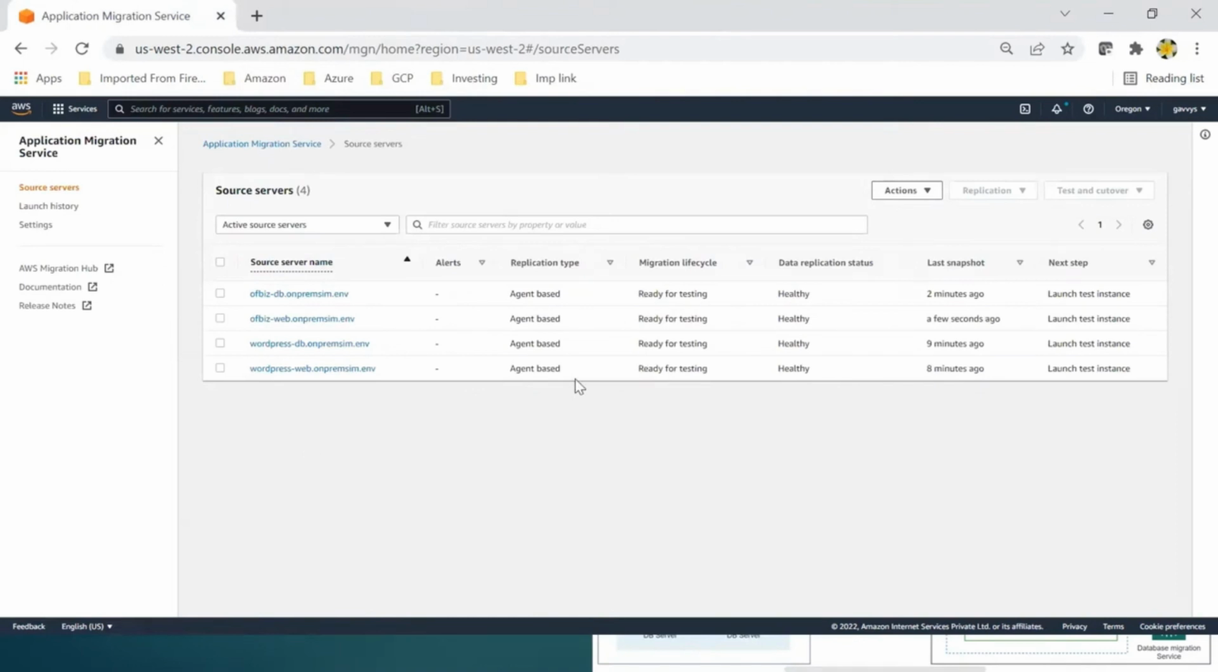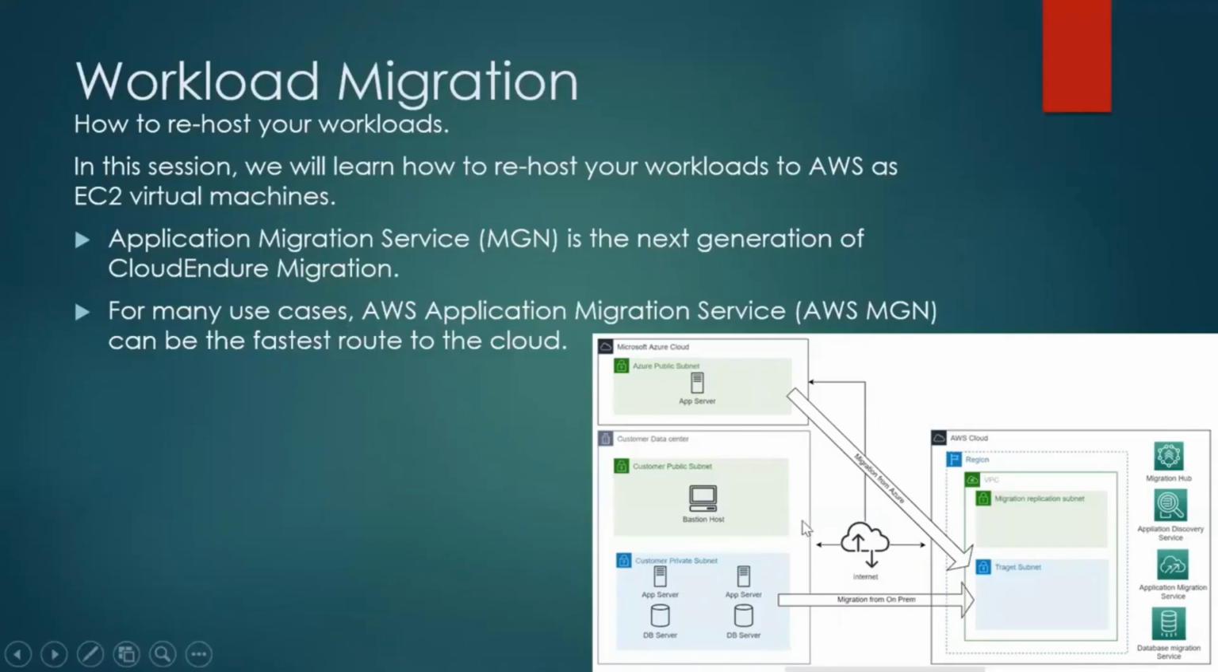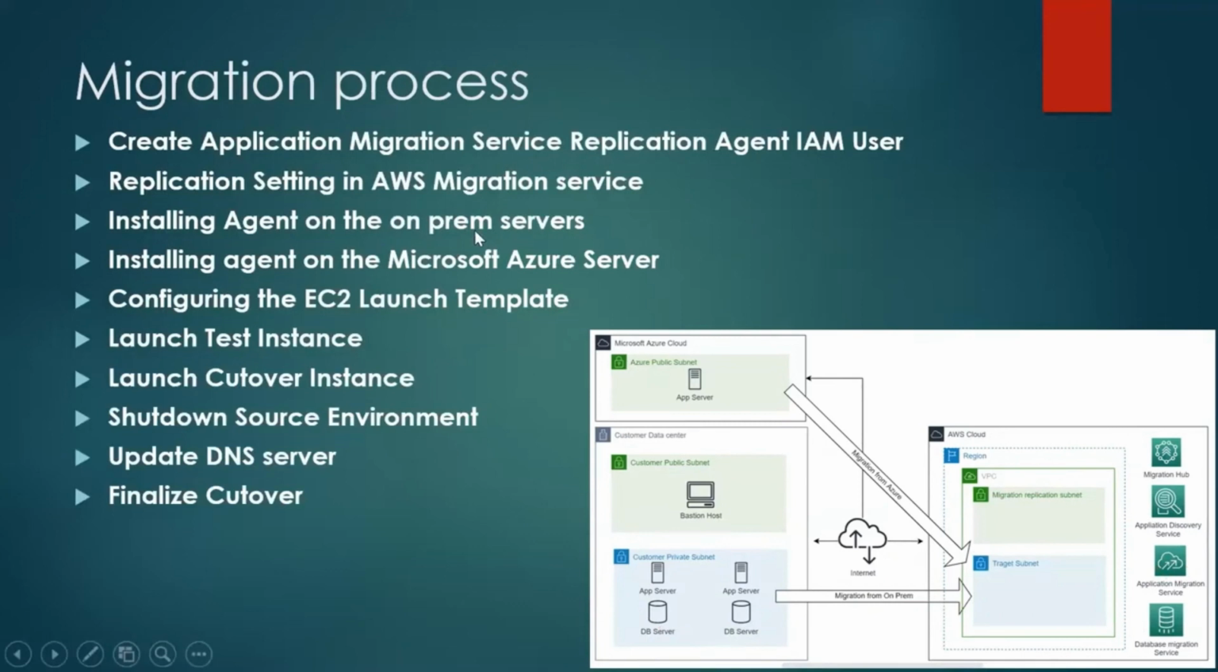So now all our servers are ready. So next step is, if we go back to our presentation, we are talking about this environment. All these servers are now replicated using MGN, Application Migration Service, to the target subnet group. So if we move forward, these are the steps we have covered so far.